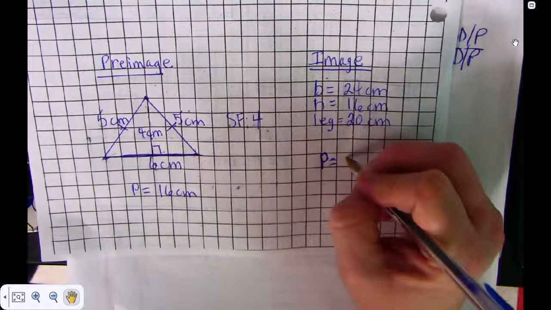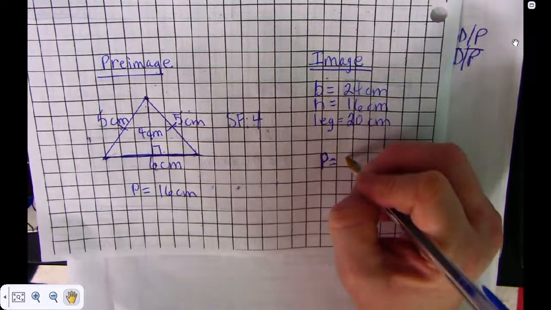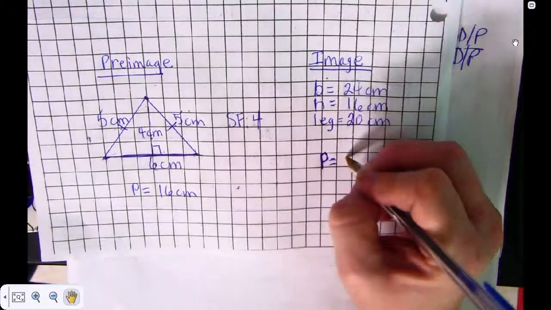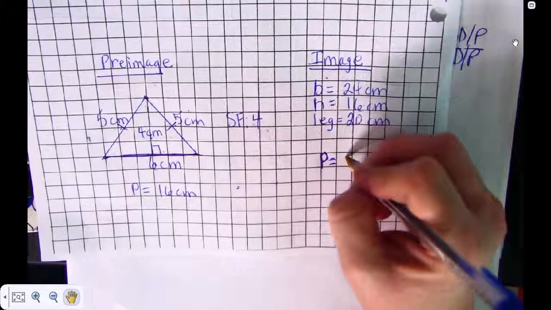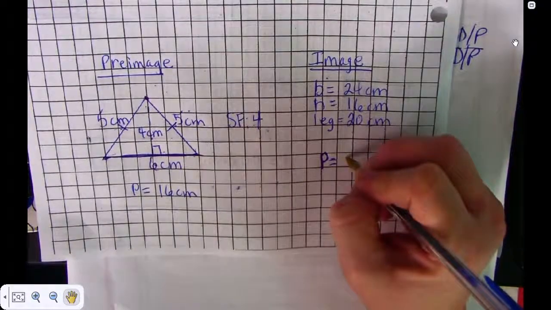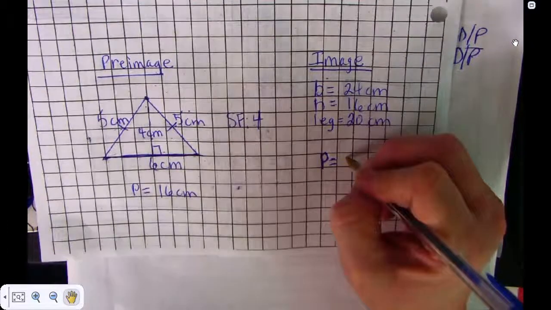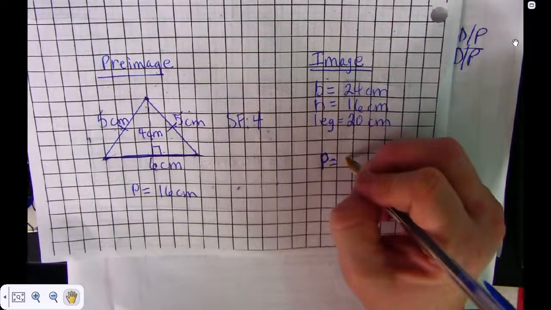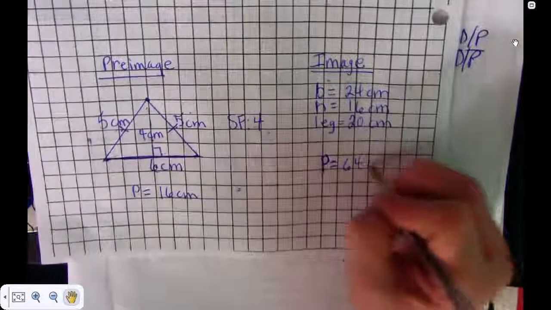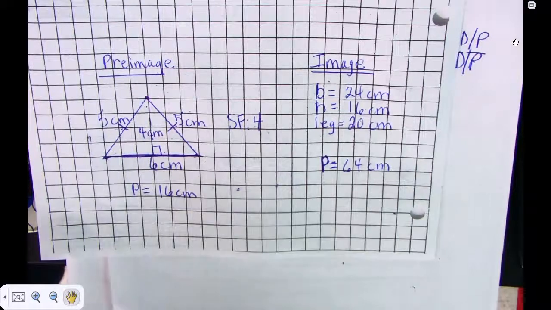Are we all done? Y'all have an answer? Say no if you don't. You don't know how to get it? Go. 16. No. 64. Okay, why is it 64?